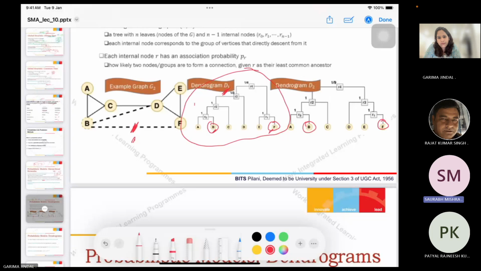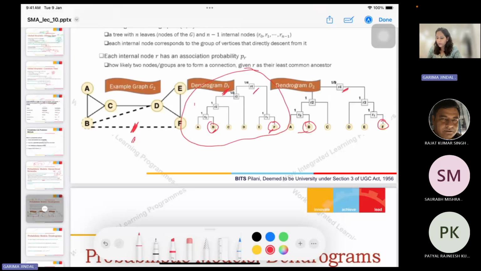It's R4. Correct. Similarly, in this dendrogram, what is the least common ancestor? R4 again. Okay.